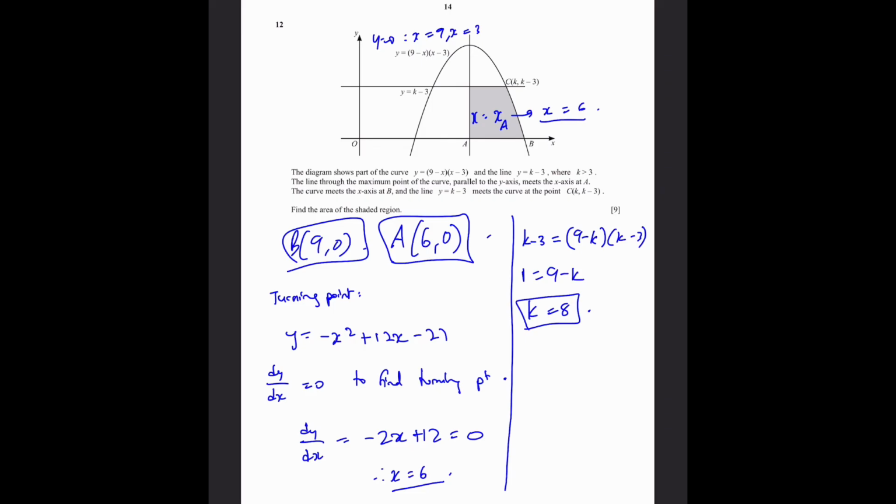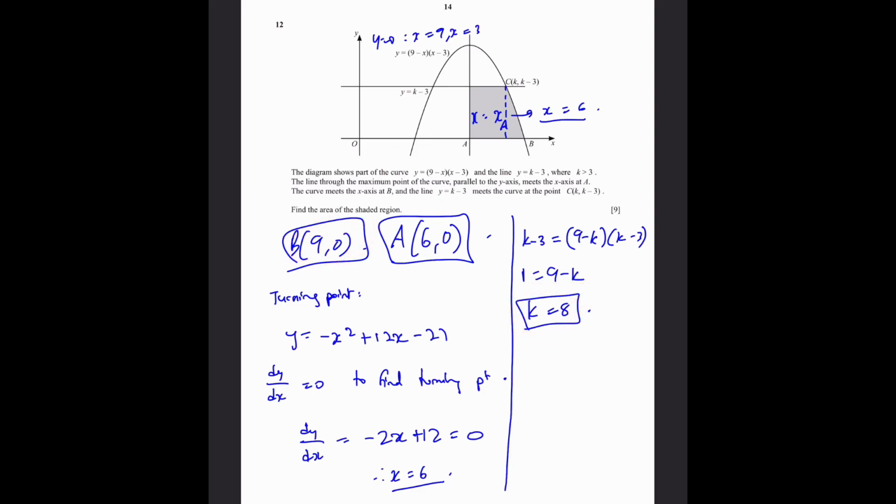Well, now how do you find this area here? There's one nice trick. We can divide this into two things. One is a rectangle and one is another shape. This is not a triangle, by the way. This is slightly curved here, so you can't just use a triangle area. But you can take an integral from x equals 8 to x equals 9 because k equals 8 and then the x value of B is 9.